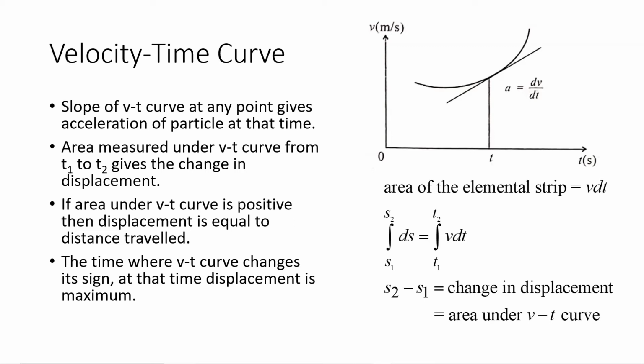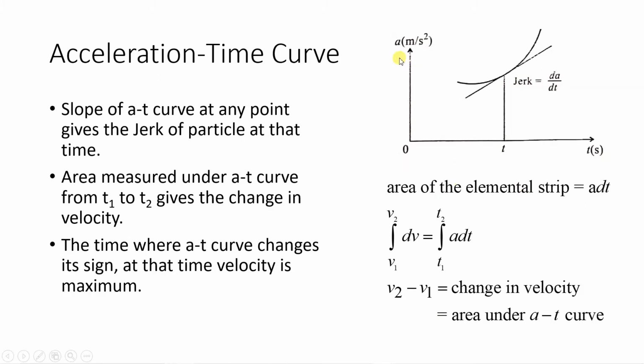Then next is the velocity time diagram, and the slope of this velocity time diagram, dv by dt, gives acceleration. And then we had discussed this part also: change in displacement is equal to area under the Vt curve. Then the next diagram is the acceleration time diagram.